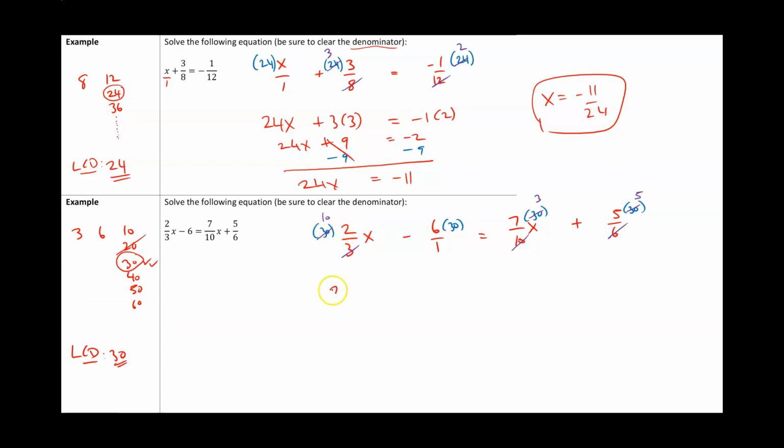Now we have 10 times 2x, which is 20x. Then we have negative 6 times 30. Then you have 7 times 3. And you know what? I'm actually going to leave this as 10 times 2x, plus 5 times 5. If I multiply this, I get 20x minus 180 equals 21x plus 25.